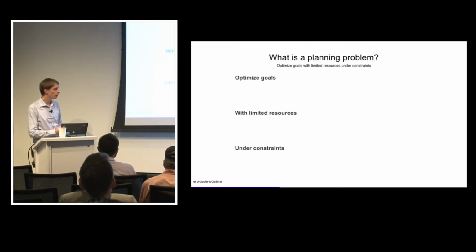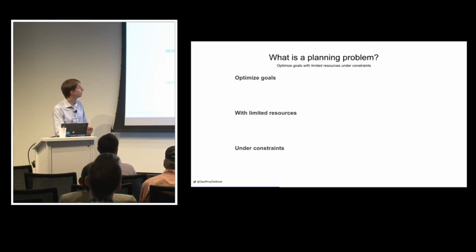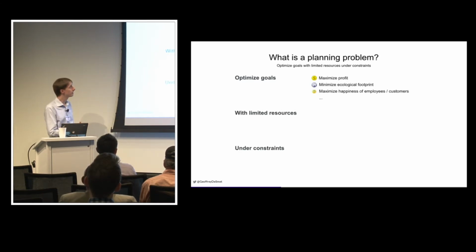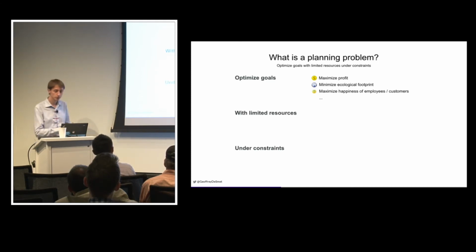So what is a planning problem, right? A planning problem is, so what are the kind of problems that constraint solvers such as OptaPlanner can solve, right? Well, we want to optimize goals and with limited resources on the constraints. And these goals are things like we want to maximize our profit. We might want to minimize our ecological footprint. That's good for our company's reputation, or especially for a government agency, for good reasons we care about that, right? We might want to maximize the happiness of our employees or our customers for employee retention or customer retention.